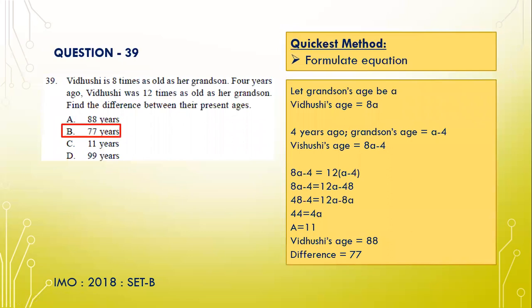Vidushi is 8 times as old as her grandson. 4 years ago, Vidushi was 12 times as old as her grandson. Find the difference between their present ages. Again, easy question, but you have to formulate the equation.